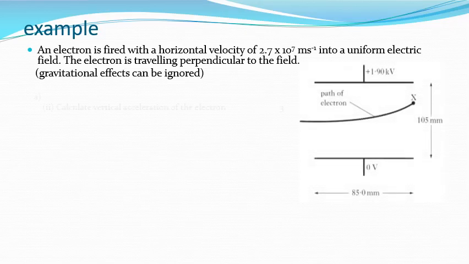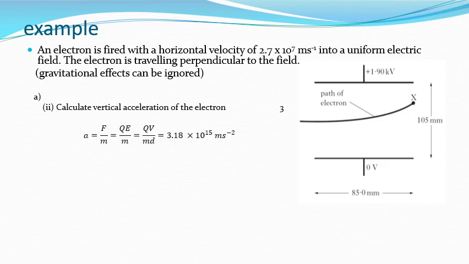Okay, we're then asked to work out what is the vertical acceleration of the electron. So to know the acceleration of the electron, we need to know the force. And so we're going to use Newton's second law, a equals F over m, where the force is due to the electric field, which is also QE.